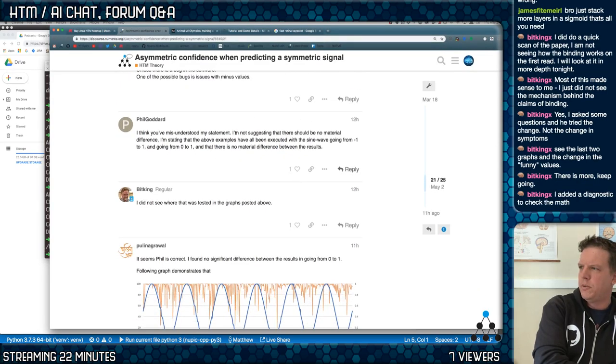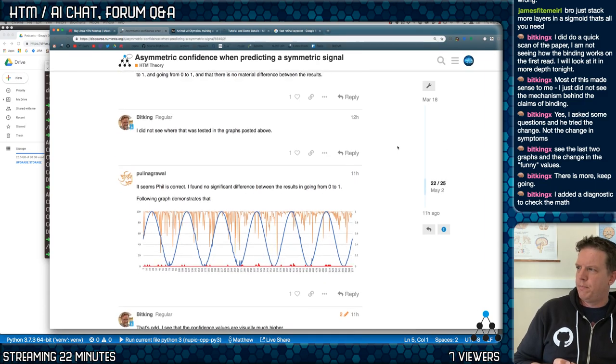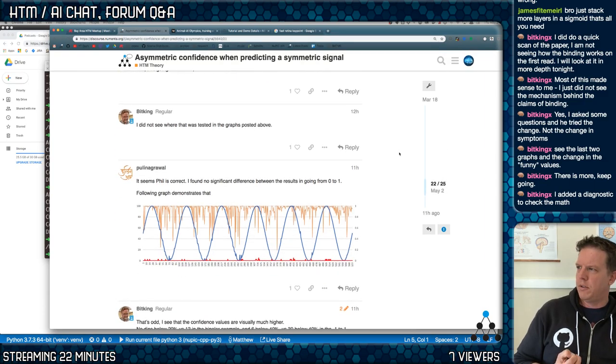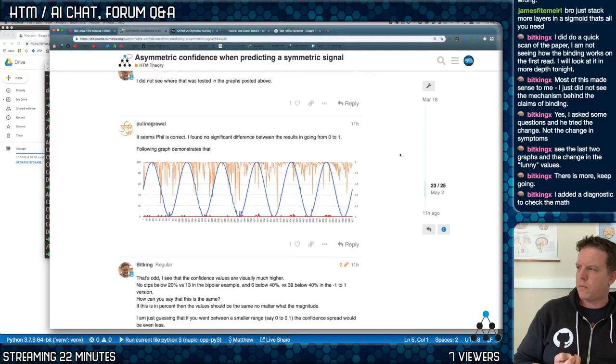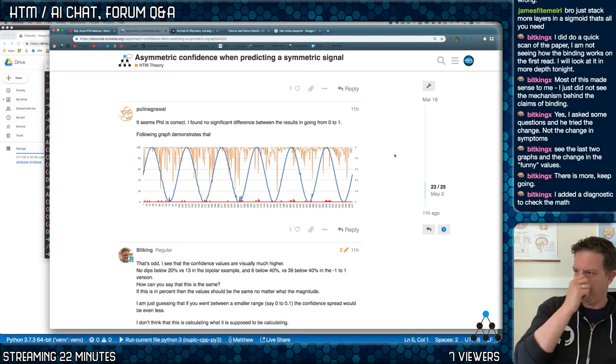I think you've misunderstood my statement. I'm not suggesting there should be no material difference. I'm stating that the above examples have all been executed with the sine wave going from negative 1 to 1 and from 0 to 1, and that there's no material difference in the results. I did not see where that was tested in the graphs above. It seems Phil's correct, I found no significant difference between the results going from 0 to 1. That's... okay.